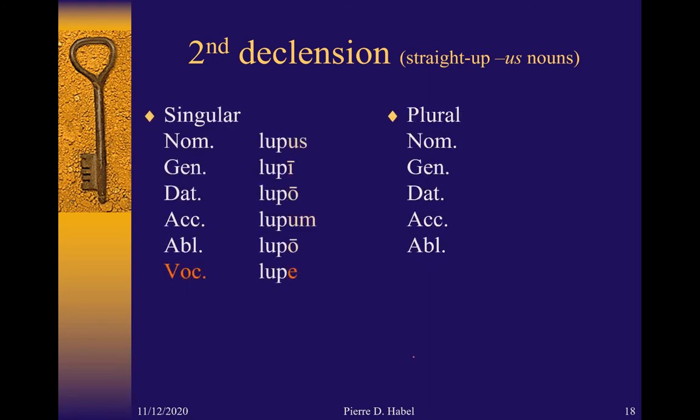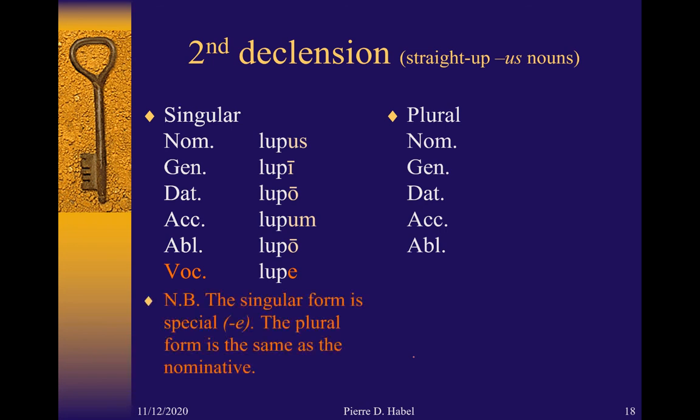What we're going to learn, though, in the straight up US second declension nouns is that the vocative is different. It's special. The vocative singular form is a special and different ending. It's the ending short E.